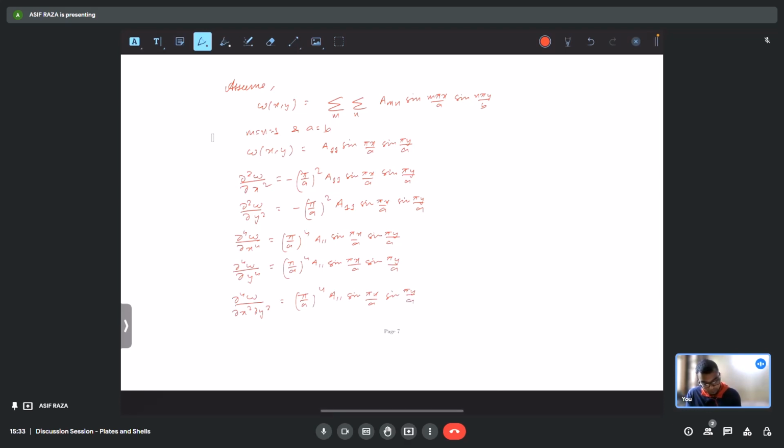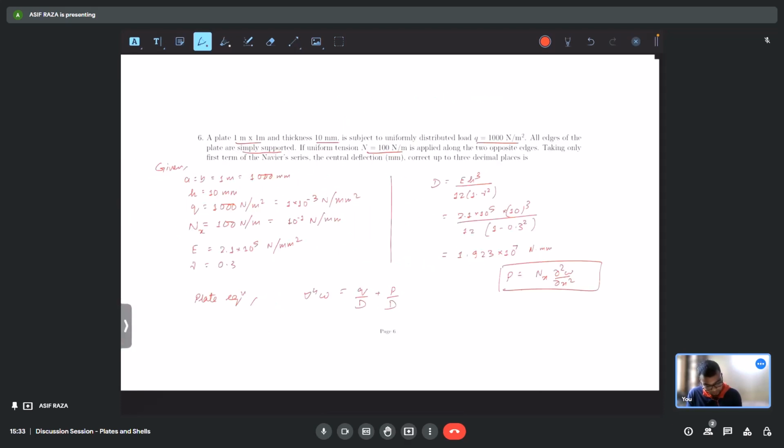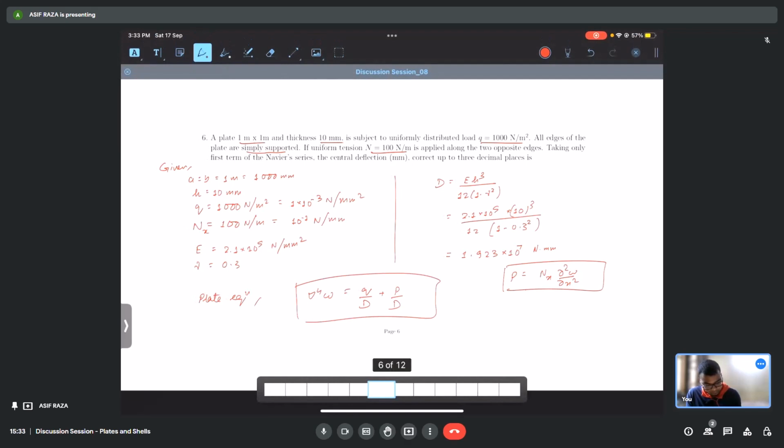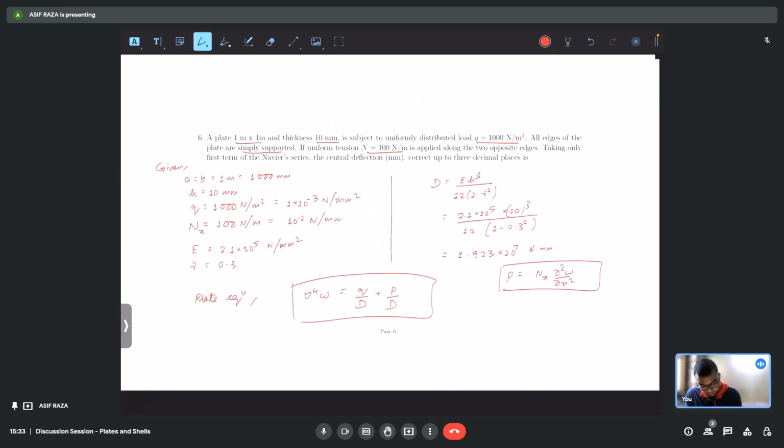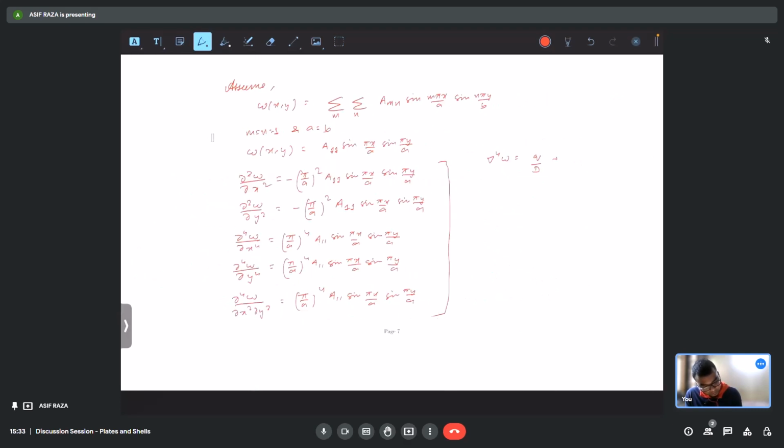So using all this in the plate equation, we have del power 4 w equal to q by D plus Nx by D del square w by del x square. Okay, let me write it first as Nx by D plus del square w by del x square.